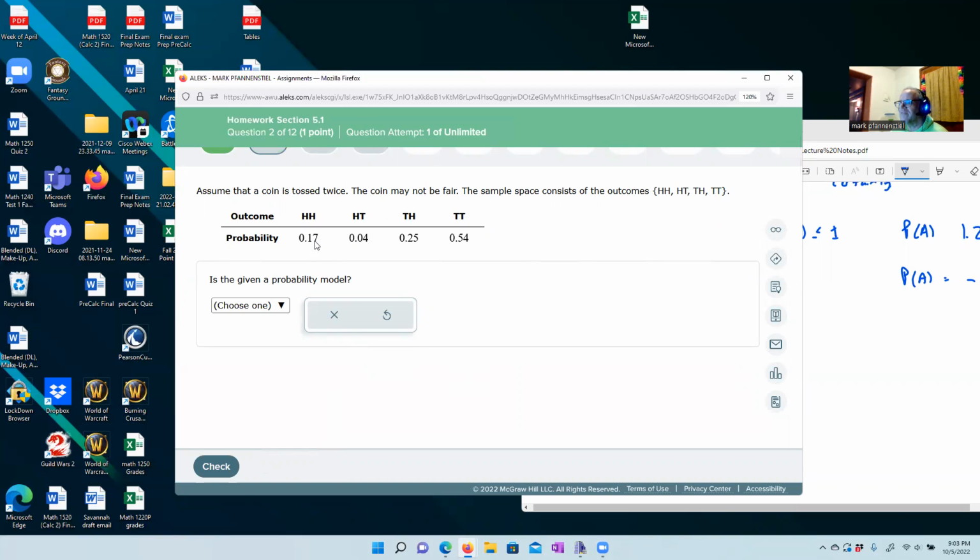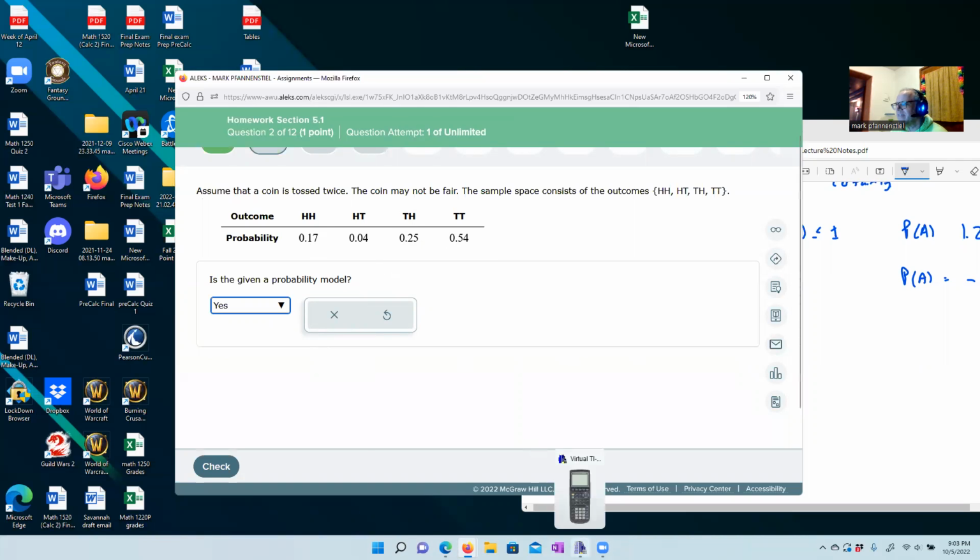Is this a given probability model? Well, are all of these things positive? Yes. Are they all between the values of 0 and 1? Yes. Well, then it is a probability value. Okay, we have all the possibilities that are listed here. We have a probability associated with each outcome.